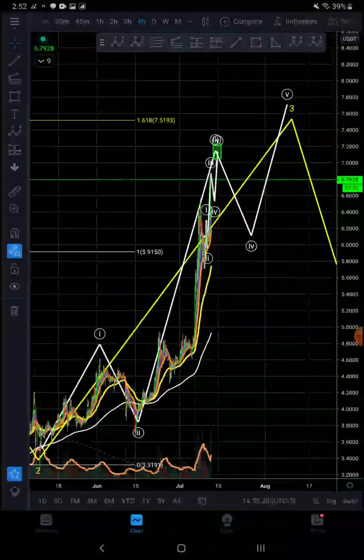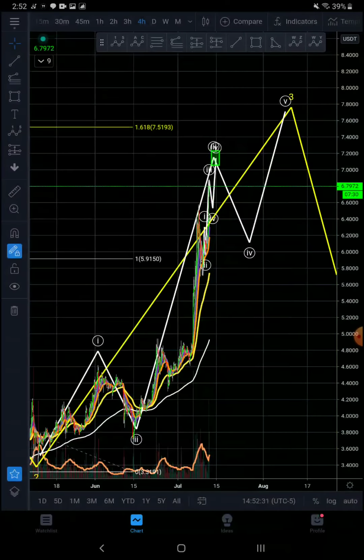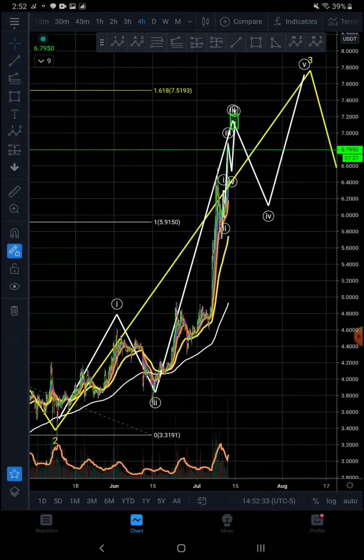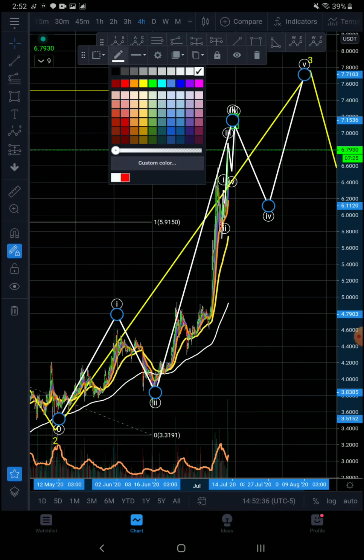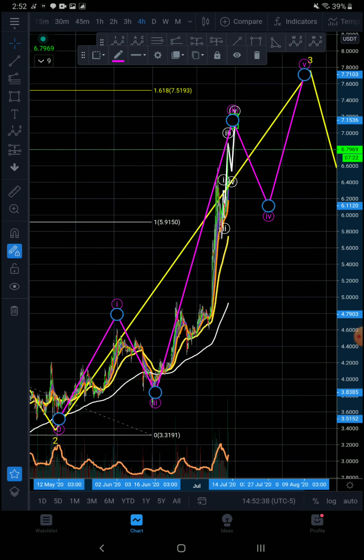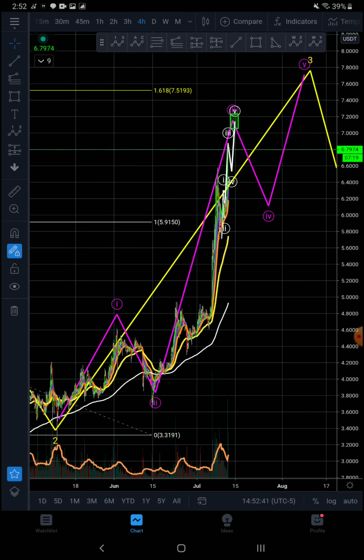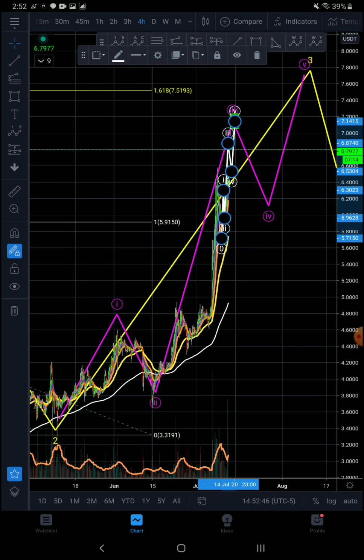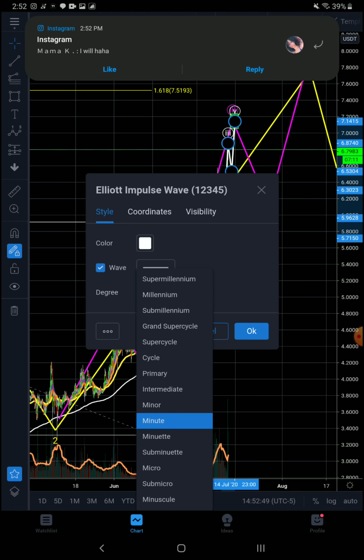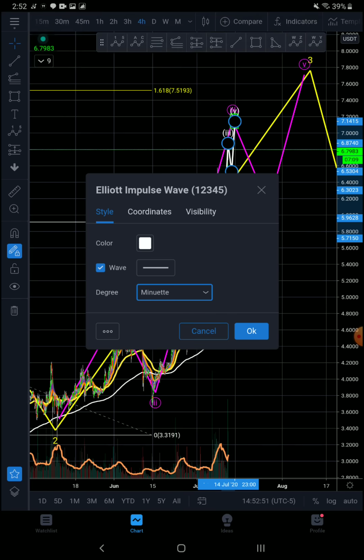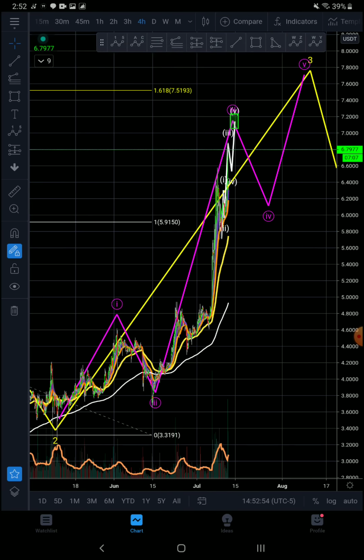Okay, so now we see the second wave, right? To the third in the yellow. Now we want to break that down more. Let's make this one purple, and let's make this one a smaller degree, even smaller, so we can do this right. So now the yellow one is subwaves 2 to 3, and the purple is 1, 2, 3, 4, and 5. So clearly we don't even have a 4 yet, and clearly we don't have a 5 of the purple.